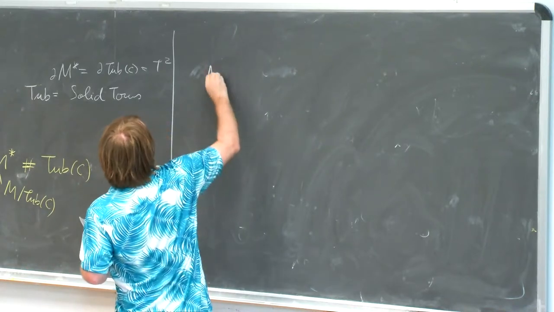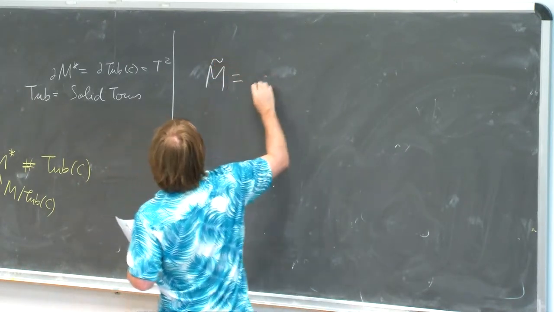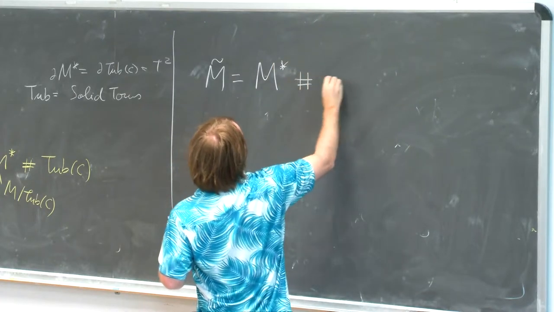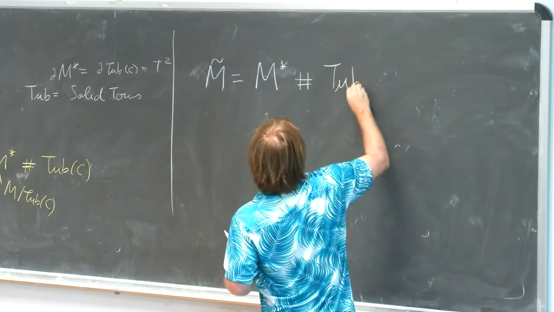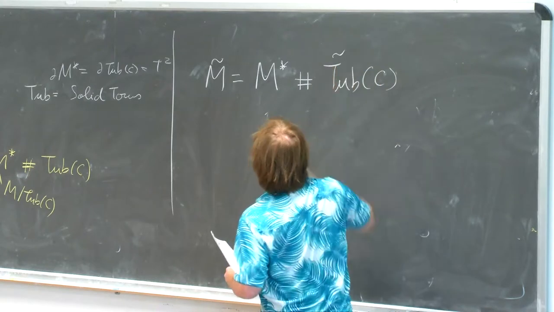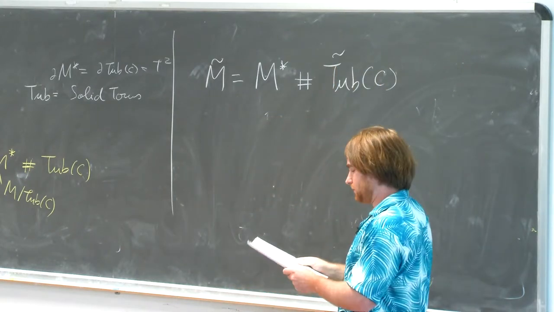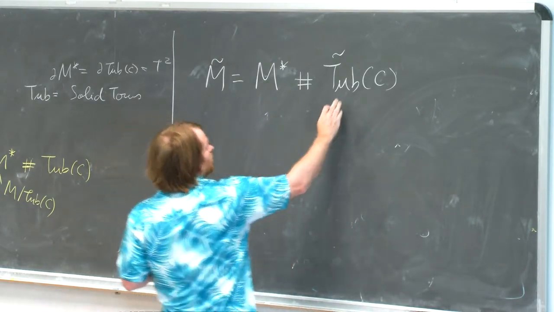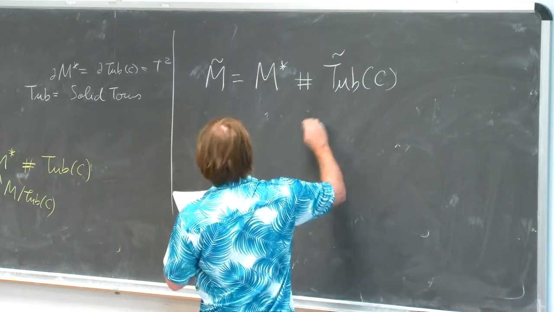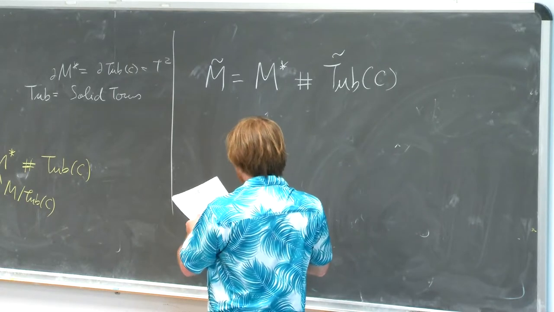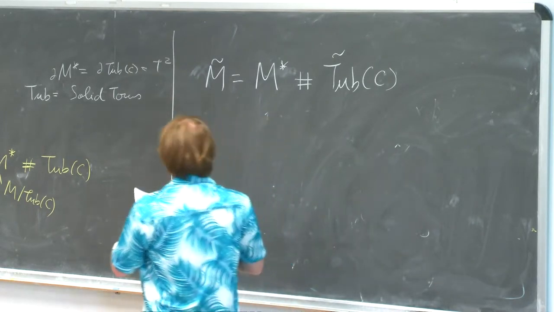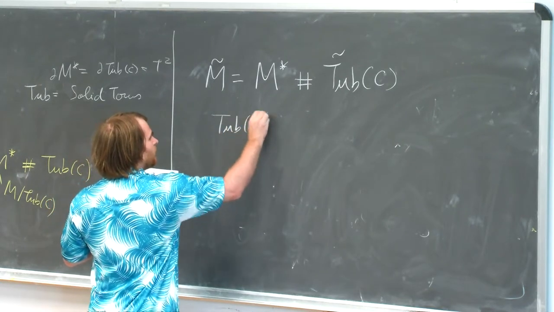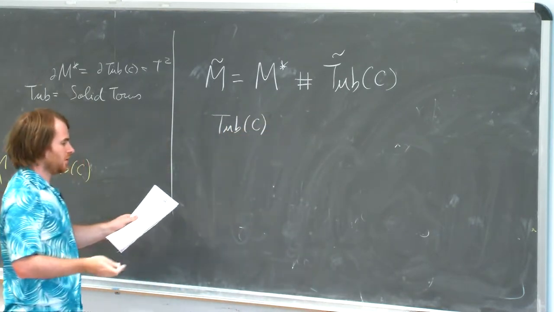So the new manifold we call M tilde is what? It's M star again, and it glues back some twisted version of this tube tilde. So what is this twisted version? What does it mean? Let's take, for example, this tube. So how does it work in more detail? You pick this tube.